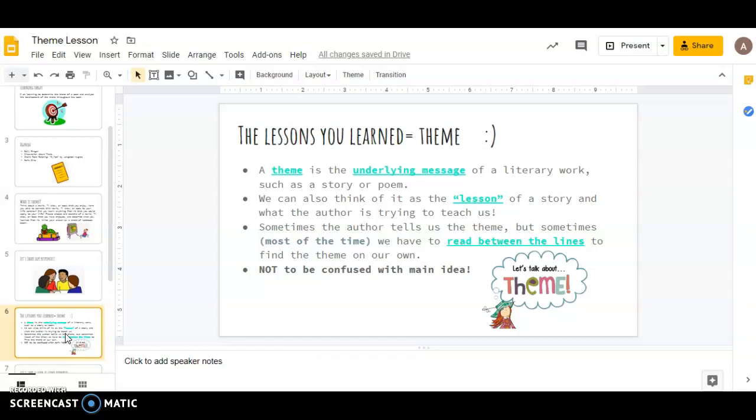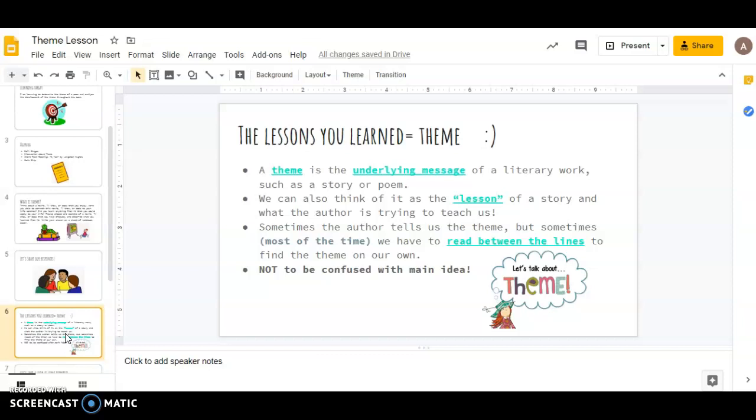And then I would also explain that we can think of it as the lesson of a story and basically what the author is trying to teach us. I felt like it was important to include a second definition, kind of expanding on the first definition, because just telling them it's the underlying message may be a little confusing and not very clear.